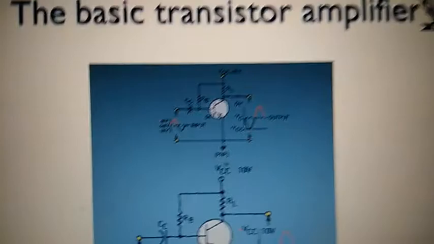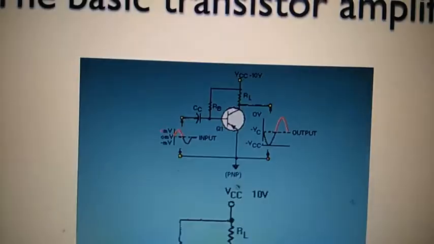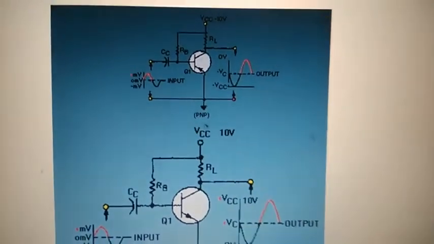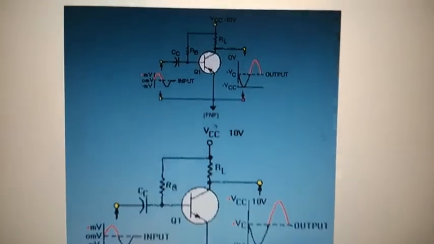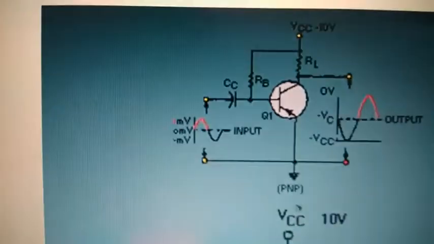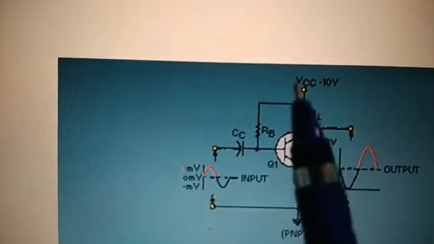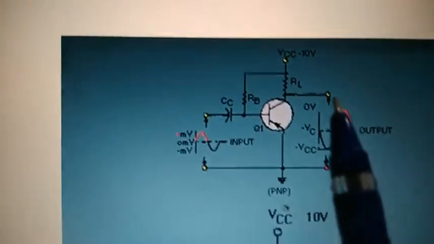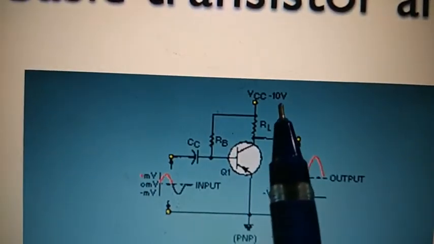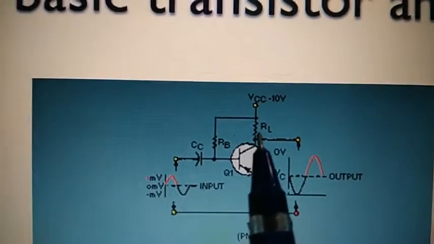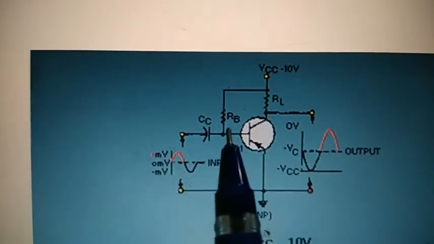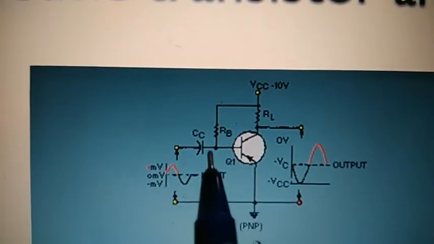This is the basic transistor amplifier circuit diagram. Circuit diagram of a transistor as an amplifier. You can see here, this is the VCC, about 10 volt is applied here. This is the practical approach diagram. This is the collector resistance working as a load resistance RL. This is the biasing resistor RB. It's called a base bias.